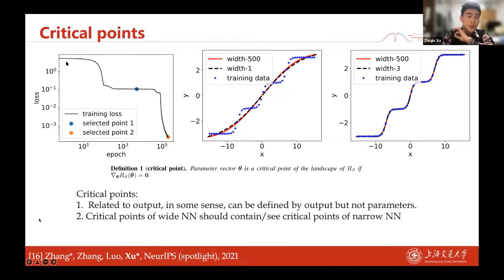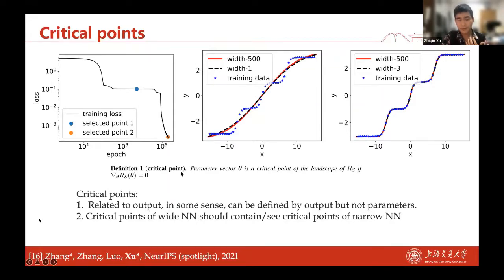We can see that during the training, it will go through a plateau. At this plateau, the training loss is very small, and the neural network output, indicated by this red solid curve, almost overlaps with the optimal output of the one-neuron network. So it seems that in the 500-neuron network, the optimal output of the one-neuron network is a critical point or a saddle point. And similarly, after long training, its output is very similar to that of the three-neuron network.